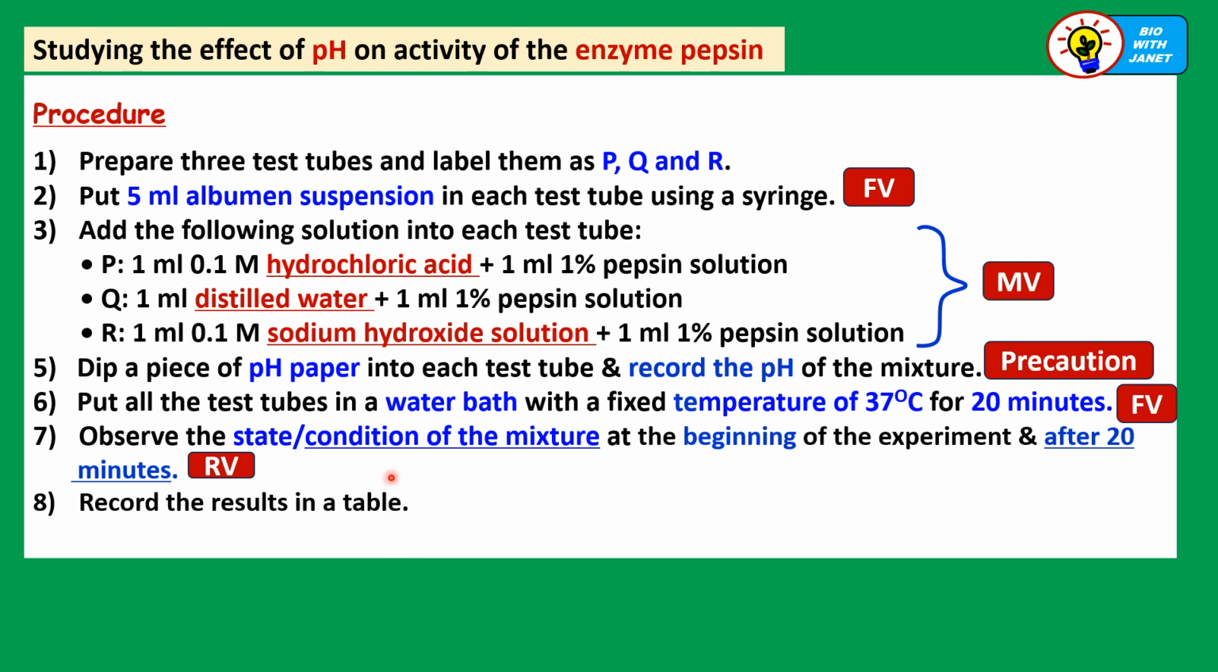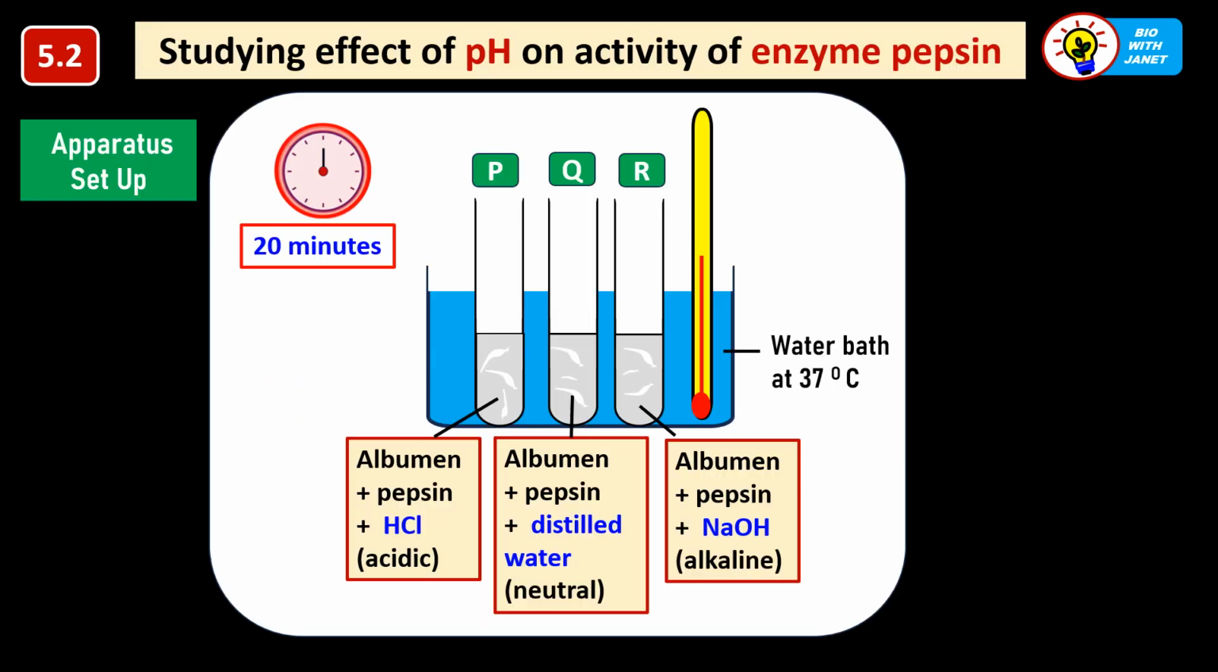Next, observe the state or condition of the mixture at the beginning of the experiment and after 20 minutes. Okay, so that's your responding variable, the state or the condition of the mixture. That means the clarity or turbidity of the mixture at the beginning, and then compared with after 20 minutes. Okay. So at first, all the mixtures in P, Q, and R will be all cloudy because of the albumin suspension that was put inside it. Now, after 20 minutes, observe again the condition of the mixture, whether it's clear or turbid or cloudy, and then record the results in a table.